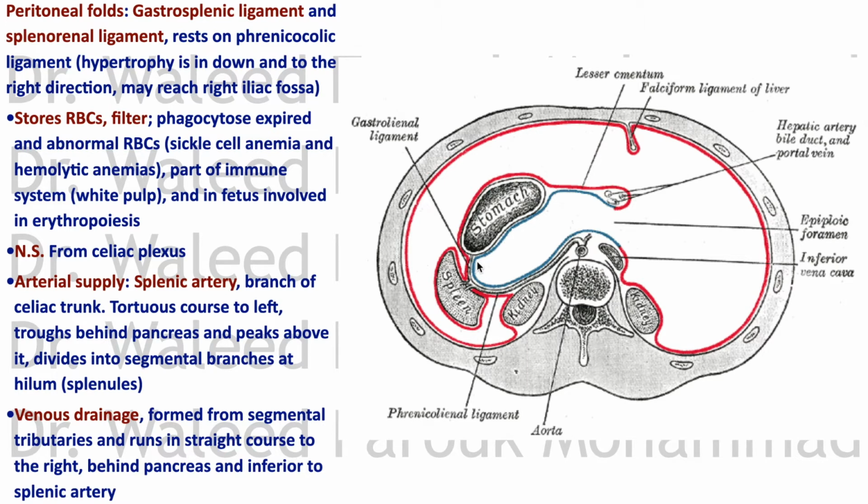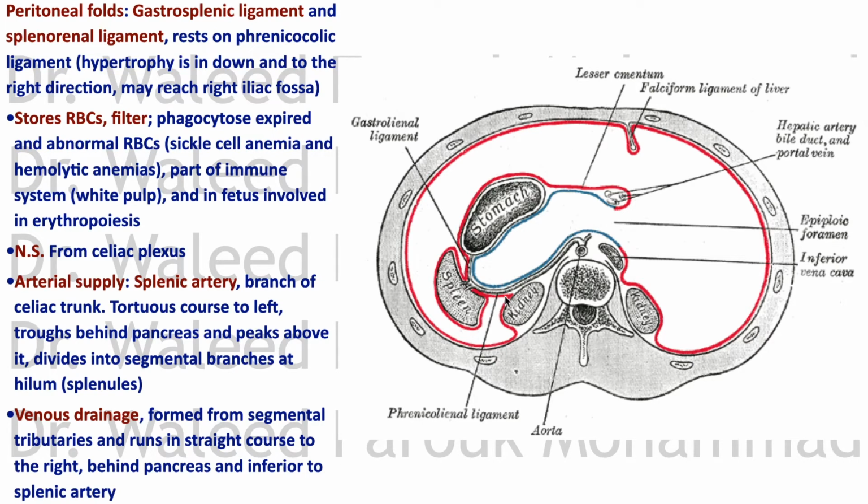Now the question they ask you about is the contents of these ligaments. I told you this is a double-layered ligament. The gastrosplenic ligament contains the short gastric vessels coming from the splenic artery. Short gastric branches supplying the fundus of the stomach run through this ligament.